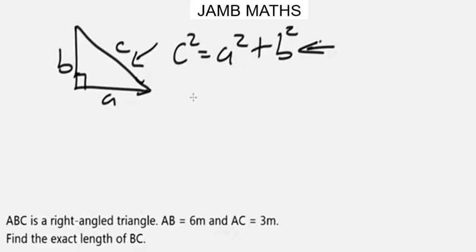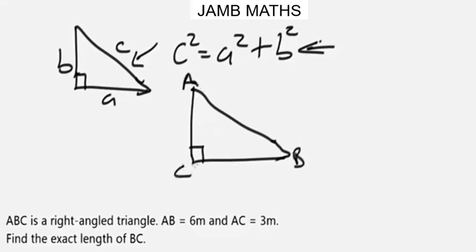Let's begin by drawing a right angle triangle to show the various lengths of the triangle. So this is our typical right angled triangle. Let's label it. This will be A, B, C. We have our AB to be 6 meters. We have our AC to be 3 meters. And we are looking for BC, which is unknown.